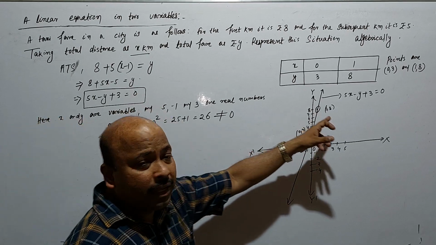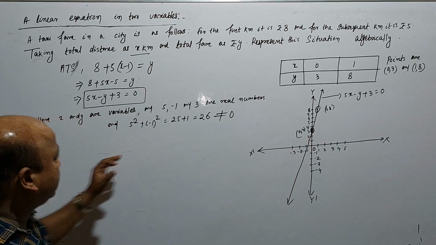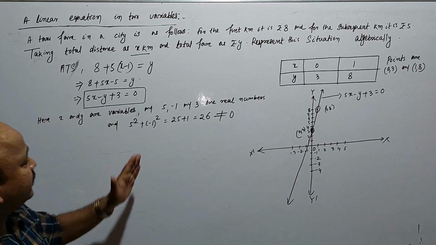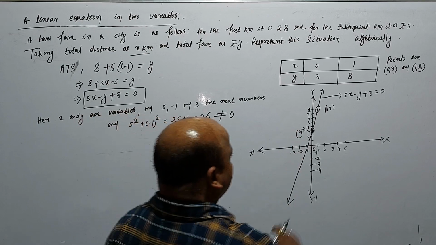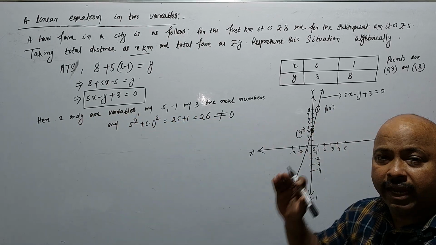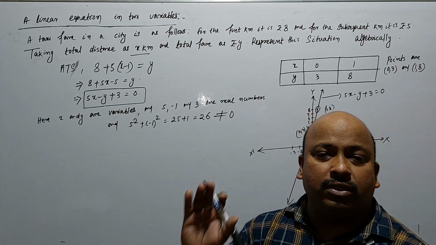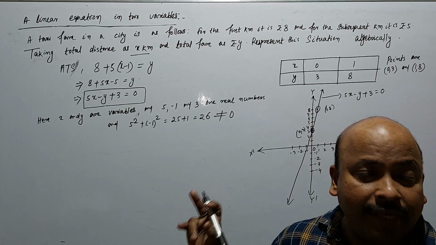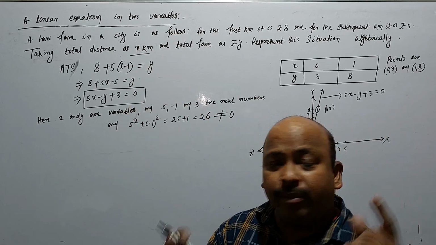A straight line. That means the geometrical meaning of a linear equation in 2 variables is a straight line. And a straight line contains infinite points, so it has infinite solutions. That means a linear equation in 2 variables has infinitely many solutions.